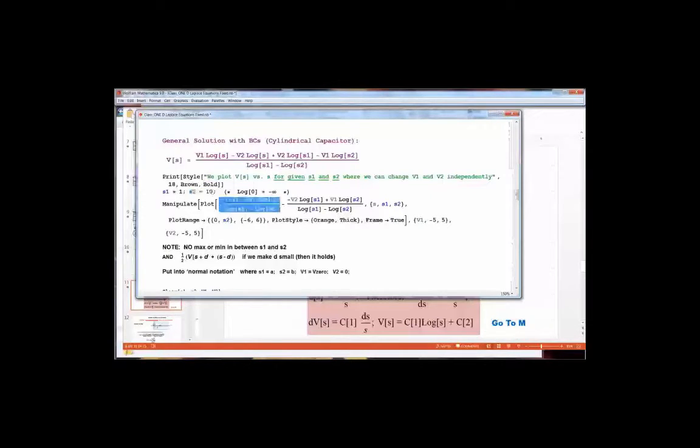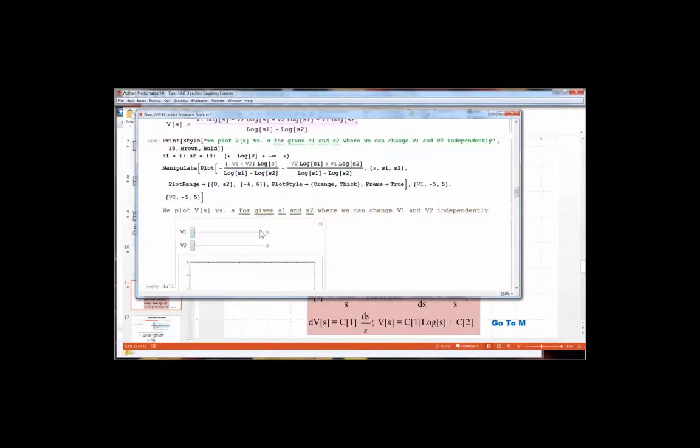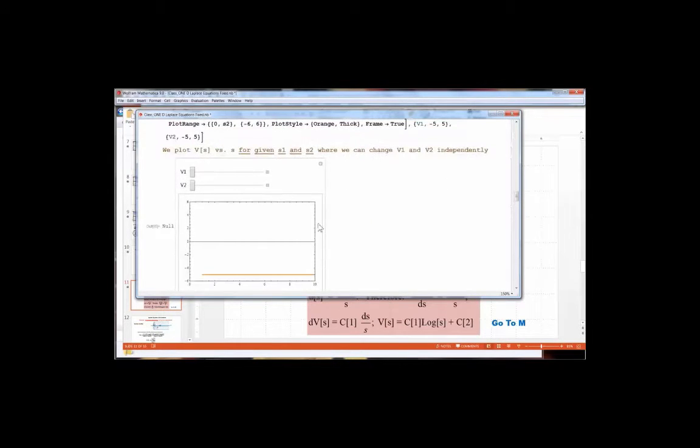Here's our plot. This is the same function as right here, so that's what we're going to plot. So it shows us the similar format. Now it's just plotting from s equal 1 to s equal 10, which is what we asked it to do. The two potentials are still equal. They're minus 5, and so we get this straight line because there's no difference between the two potentials of the positions. So now let me take v2 and take it up to plus 5.